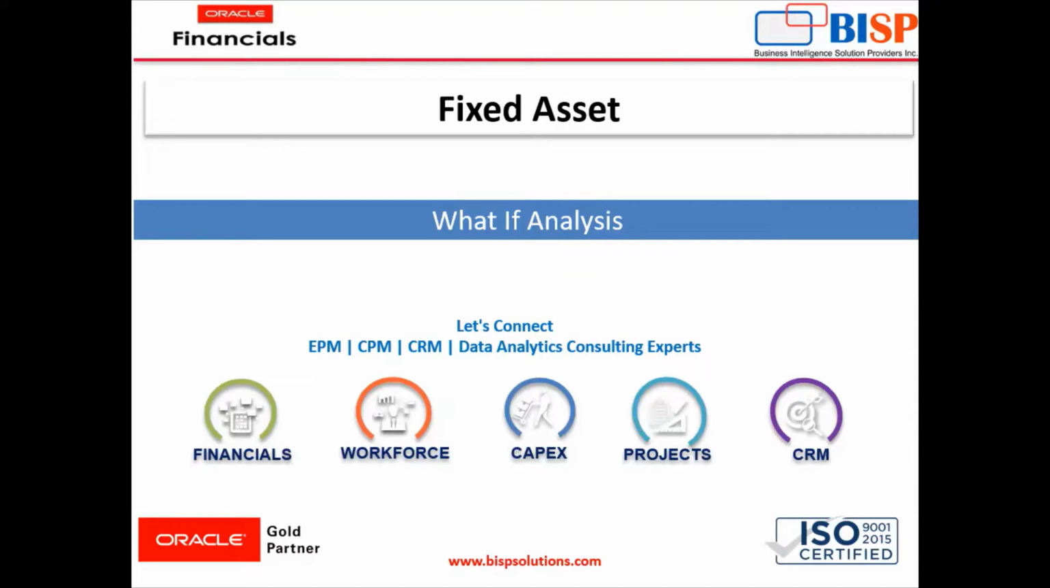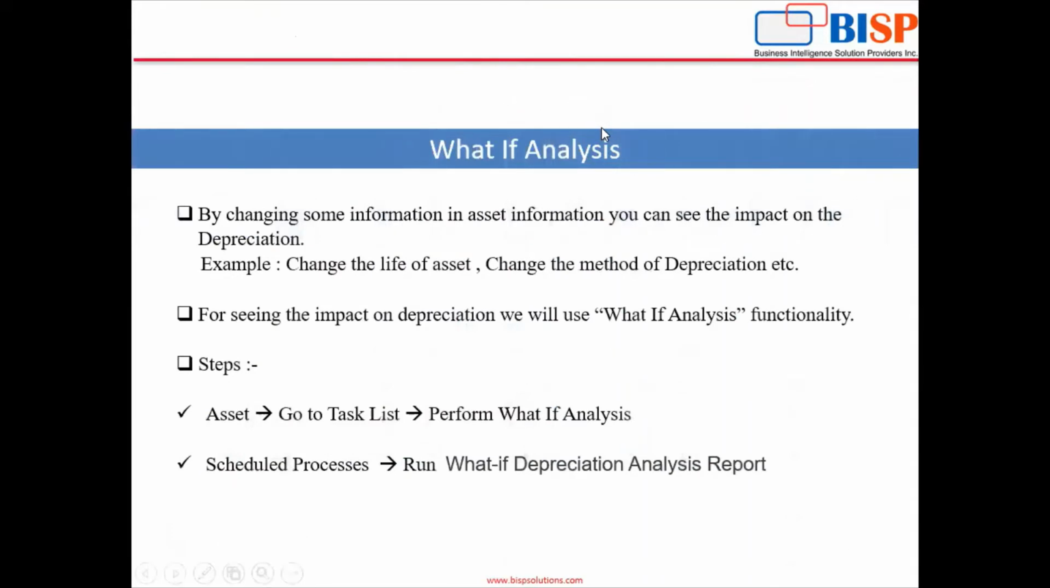So in today's video, we are going to see what what-if analysis is in Fixed Assets in Oracle Fusion. By changing some information in asset information, you can see the impact on the depreciation. Example, change the life of an asset or change the method of depreciation, etc. Say there's an asset whose life is 70 years, but we want to see how it will affect the depreciation if the life will be 80 years. For that, we will use the what-if analysis functionality.